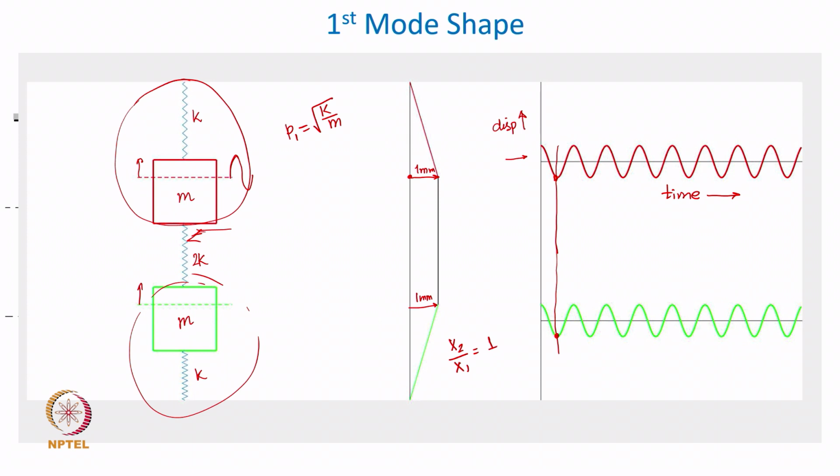Now, I am writing 1 here, but that does not mean that in all 2 degree of freedom systems x2 by x1 will be 1. The moment you change these stiffness values and mass values to be arbitrary, the ratios will completely change. Okay. It might be 0.4, it can be 1.1 or whatever. Normally we normalize it with respect to the displacement of mass m1. Okay.